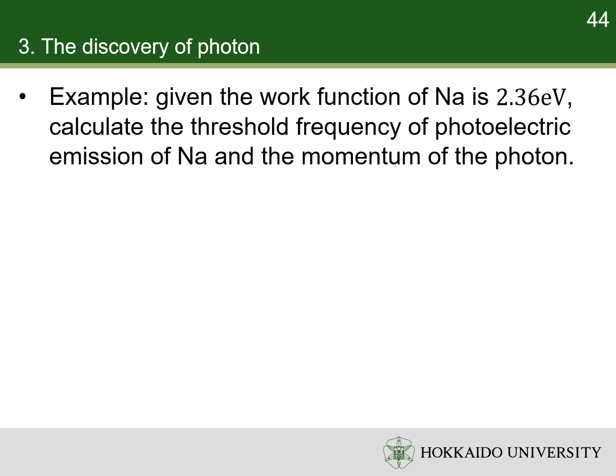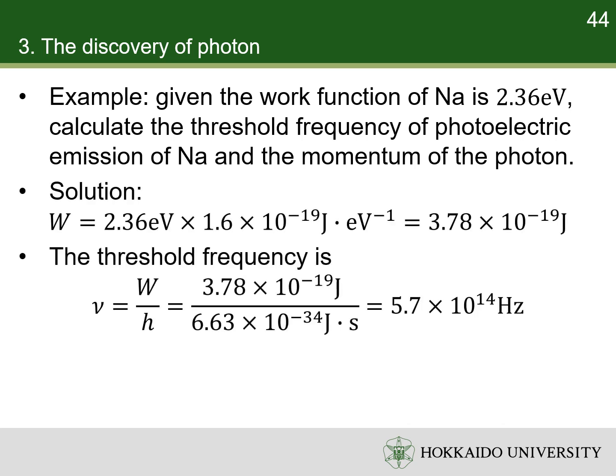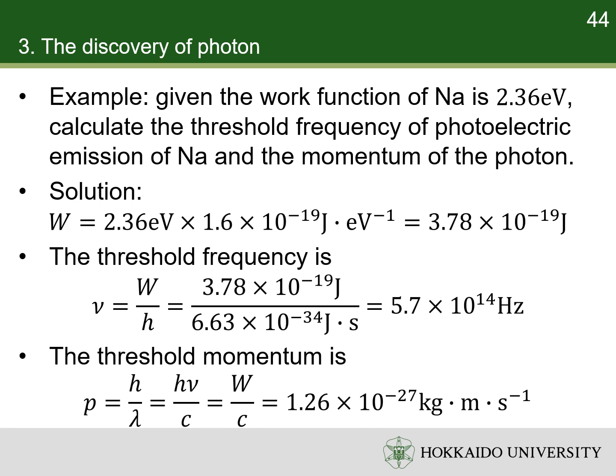For example, given the work function of sodium, calculate the threshold frequency of photoelectric emission of sodium and the momentum of the photon. To solve it, first express the work function in SI units. Then, the threshold frequency of the photon can be calculated with the Planck relation. Finally, the momentum of the photon can be calculated from its wavelength. But we do not need to work out the wavelength, because it is expressed with frequency and ultimately the work function and the speed of light.